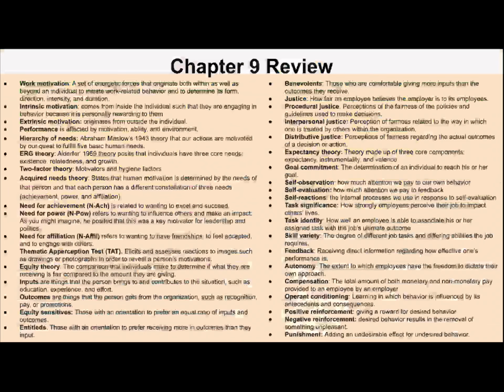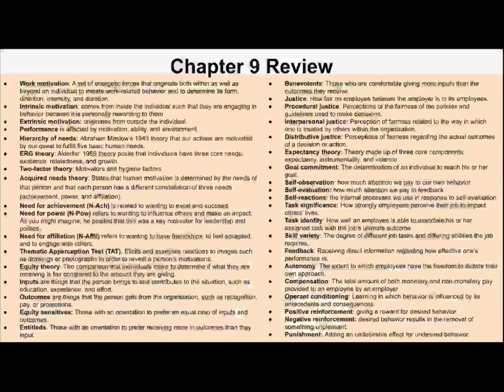Procedural justice are perceptions of the fairness of policies and rules and guidelines. Interpersonal justice is the perception of how fairly you're being treated by others, by your coworkers, your superiors, everybody in the organization. And distributive justice is the perceptions of fairness regarding the actual outcomes. So this is the one that's similar to equity. We're looking at, is the outcome fair for how much I put into this?